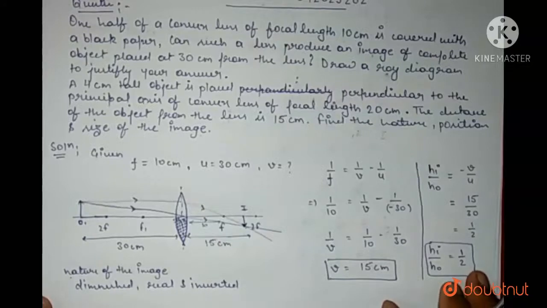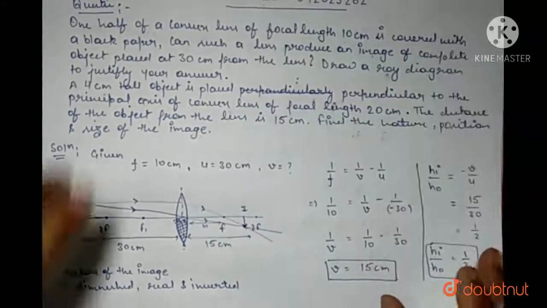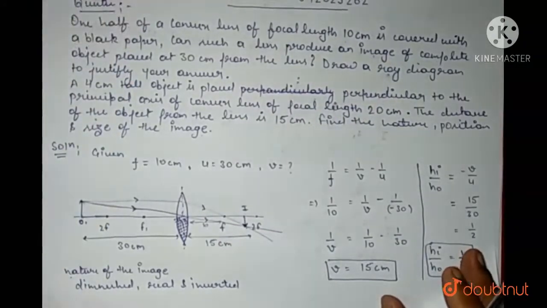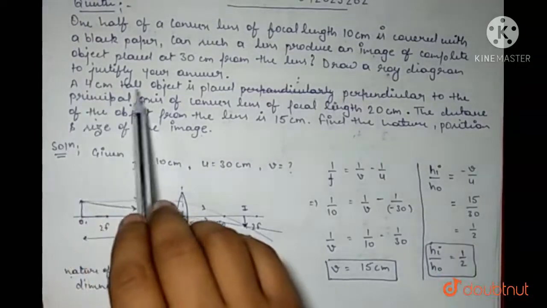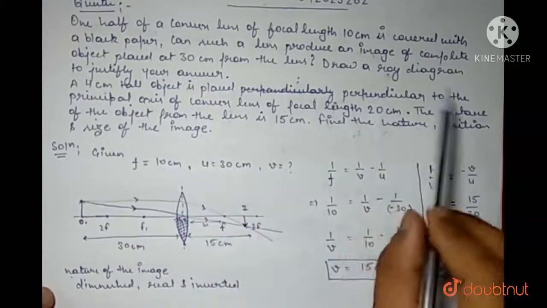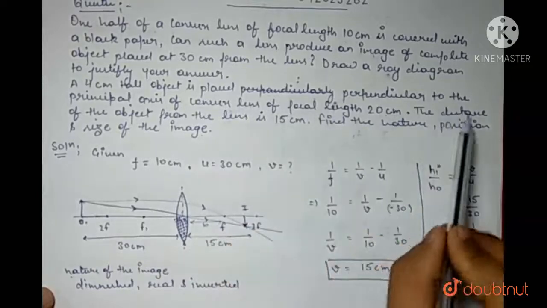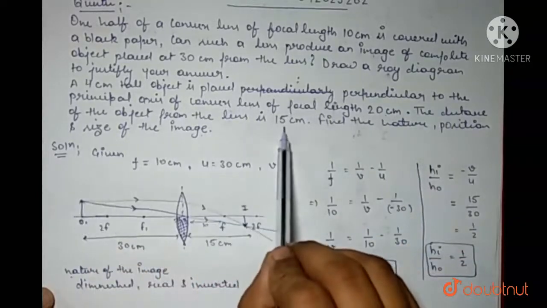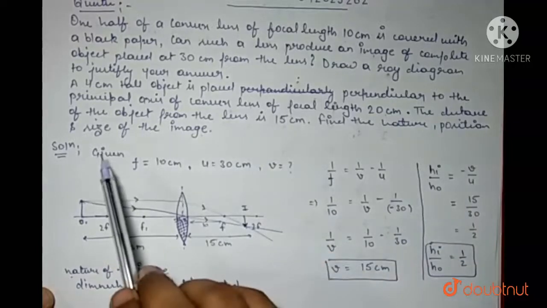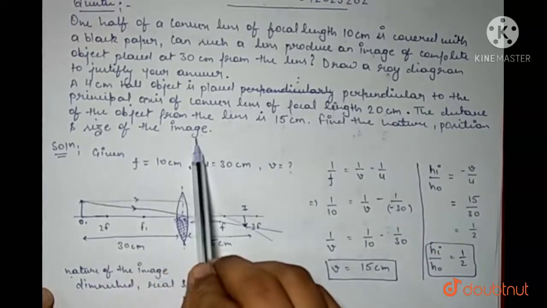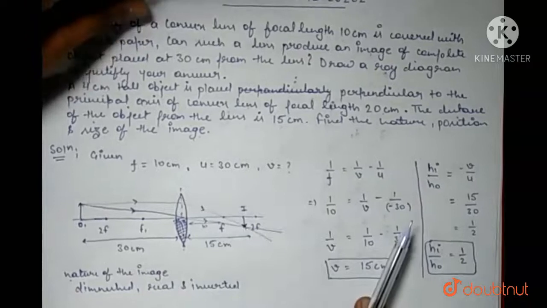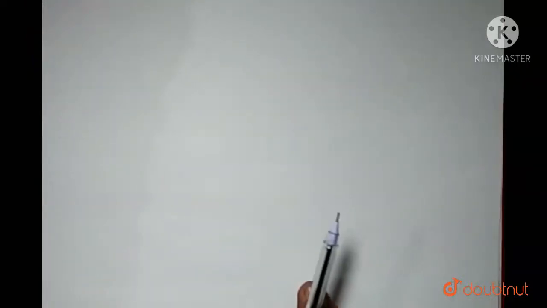In the second part of the same question, I am asked that a 4 centimeter tall object is placed perpendicular to the principal axis of the convex lens of focal length 20 centimeter. The distance of the object from the lens is 15 centimeter. Find the nature, position and size of the image. So let me collect the data first.